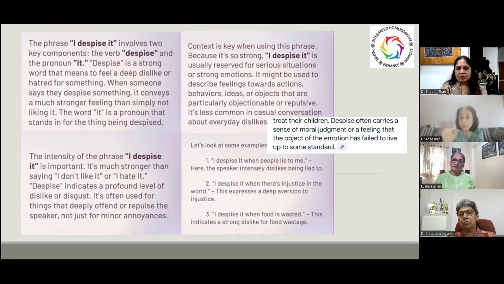जैसे दिस वर्ड कैन ऑल्सो बी यूज्ड अबाउट बिहेवियर्स, लाइक मुझे झूठ बिल्कुल पसंद नहीं है, तो आई डिस्पाइज व्हेन पीपल लाई टू मी। यहाँ पे एक स्ट्रॉन्ग डिसलाइक है। आई डिस्पाइज व्हेन देयर इज इनजस्टिस इन द वर्ल्ड, तो वो फाइट करेंगे उनके लिए। आई डिस्पाइज व्हेन द फूड इज वेस्टेड। So despise can be for the situations also, behavior also, and for people also. Next.